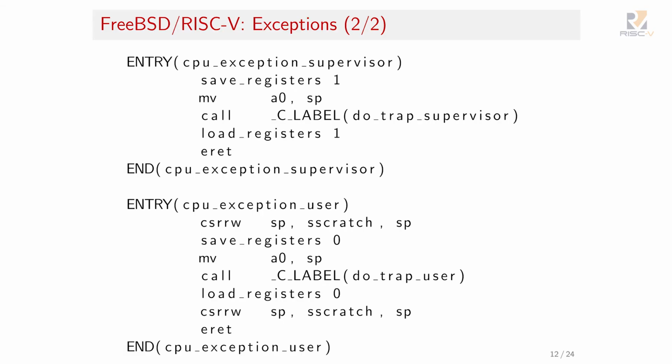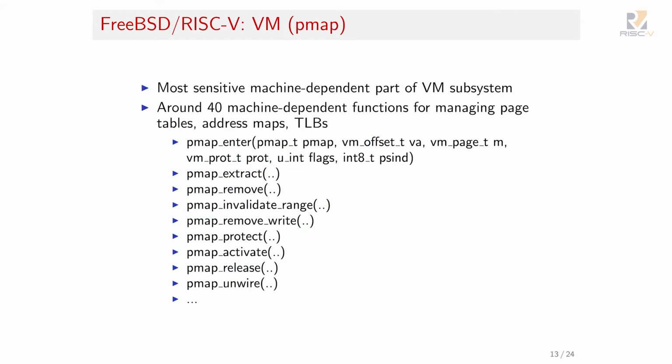So once we get to supervisor mode in assembly, we do standard things like save registers on stack and call a C function in kernel, do trap supervisor. In case of a user trap, we must switch stack pointer also here, because we can't use user stack pointer in kernel. So pmap is the most sensitive machine-dependent part of VM subsystem. There are about 40 functions to implement, like callbacks. VM calls them when it wants to insert page tables, or remove page tables, extract information from inserted page tables, and protect page tables for copy on write functionality.